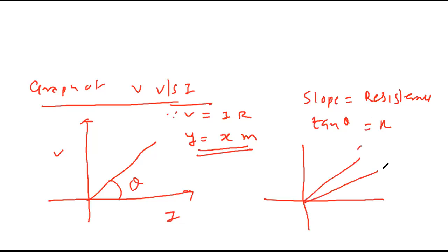This is A conductor, this is B conductor, V upon I. What is relation between RA and RB? A is making more angle compared to this angle. So can I say RA is greater than RB? Yes, because tan theta 1 is greater than tan theta 2. Therefore, RA is greater than RB. Yes, sir. Please copy this graph.